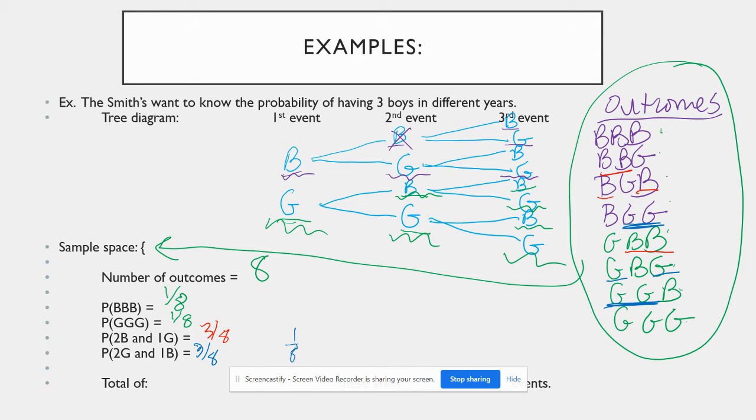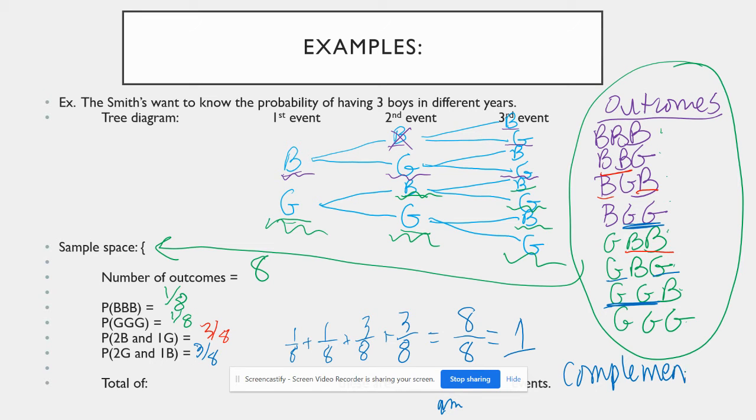We have 1/8 for the all boys, 1/8 for the all girls, 3/8 for 2 boys and 1 girl, and 3/8 for 2 girls and 1 boy. These already all have a common denominator, so 1 plus 1 plus 3 plus 3 is 8, which gives us a 1. That means in this blank that's hiding right here, these are complementary events because they total 1 or 100%.